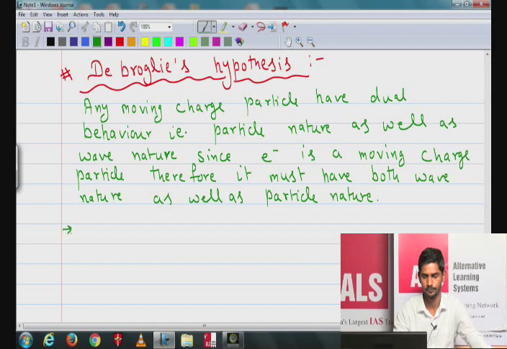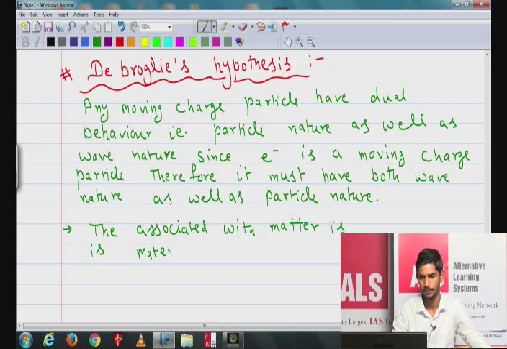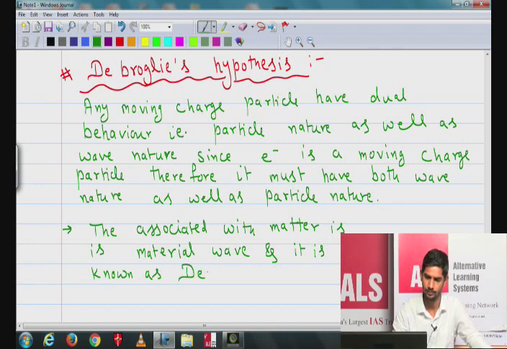Now, the wave associated with matter is called, we can say, material wave, and it is known as de Broglie wavelength. De Broglie wavelength.